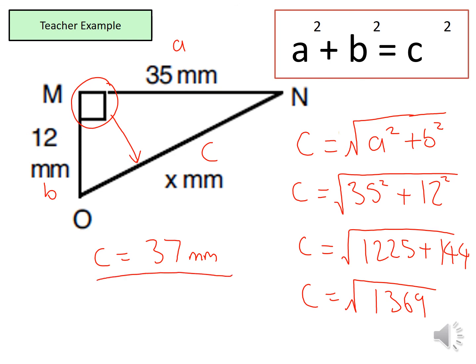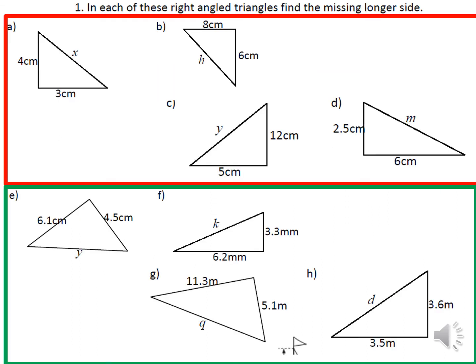What I would like you to do now, in each of these right-angled triangles, is find the missing longest side. After you have completed this, any work that you've completed, please upload to Class Charts and it will be checked.